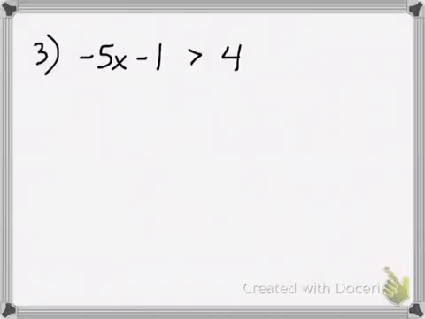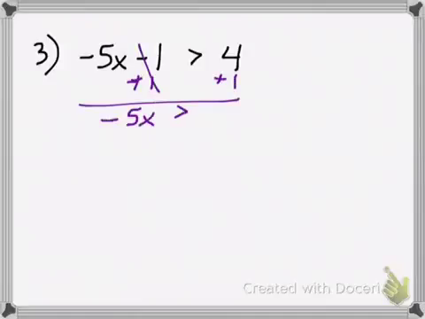Let's see how you did with number 3. Negative 5x minus 1 is greater than 4. I know I have to keep in mind my special rule because my coefficient is negative. So I add 1 to both sides. Bring down my negative 5x, bring down my inequality symbol. 4 plus 1 I know is 5. Divide both sides by negative 5. And I get x, and remember to flip my inequality symbol. So now x becomes less than negative 1.